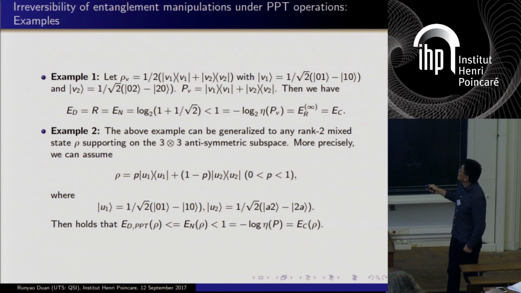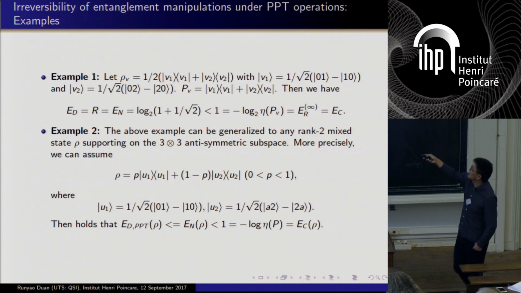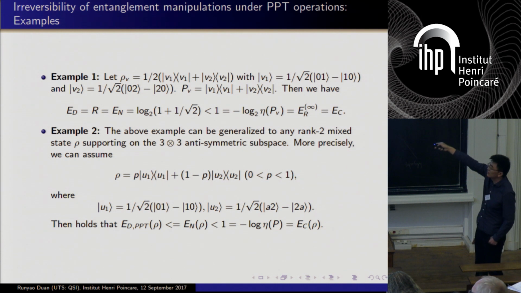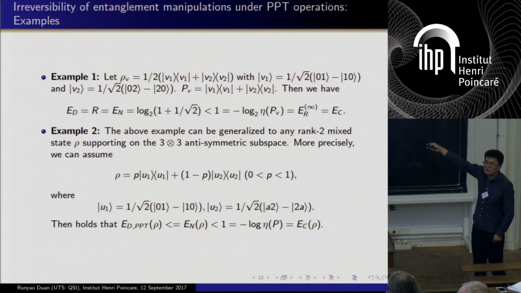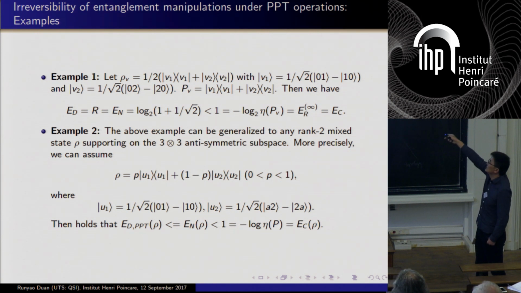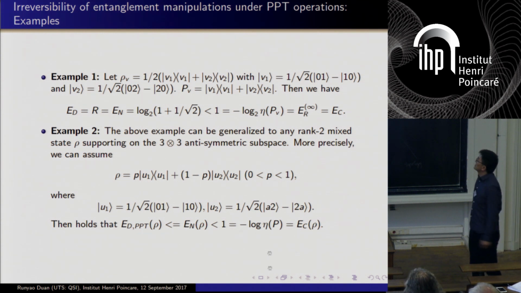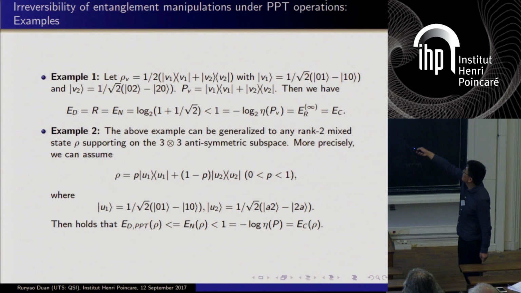So here we have a very standard form of this rank-2 mixed state supporting on this 3 by 3 anti-symmetric space. So we can write it in this form. One state, you can always choose as 0, 1, minus 1, 0. And then another state, you can always choose as A, 2, minus 2, A, where A is some state. So we can always write it in this form.